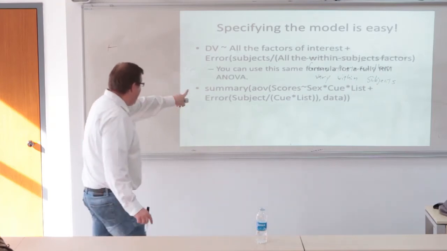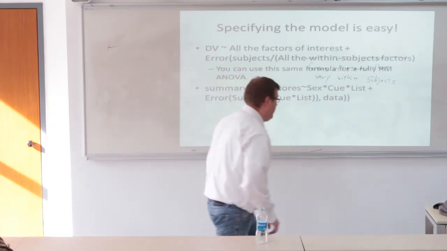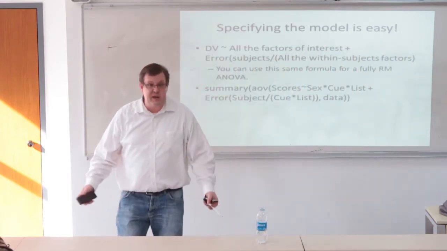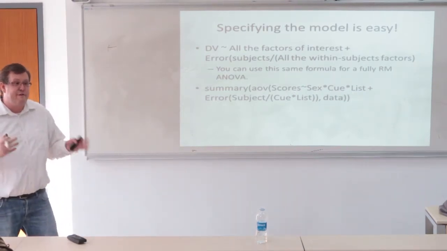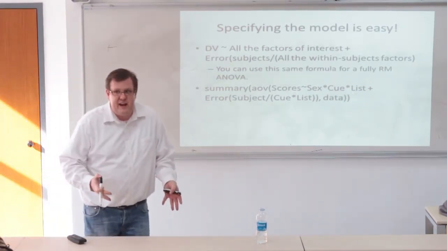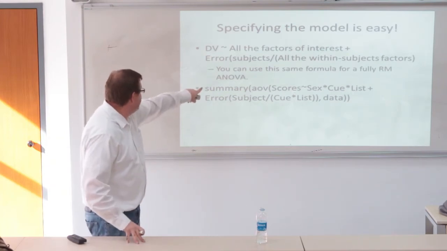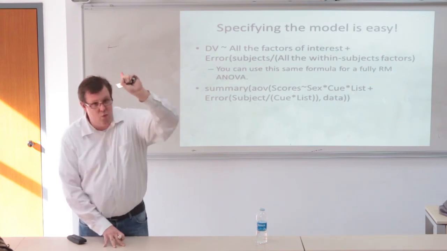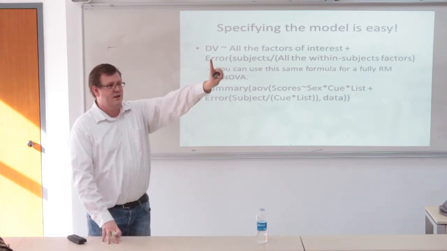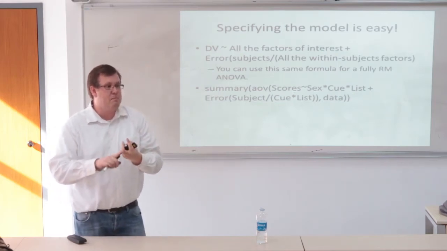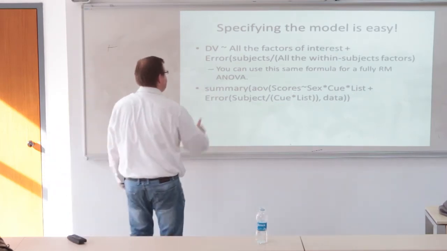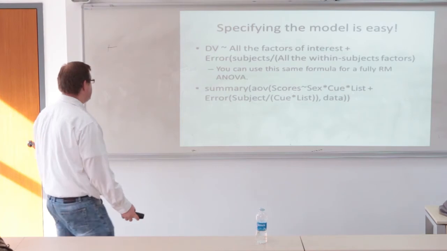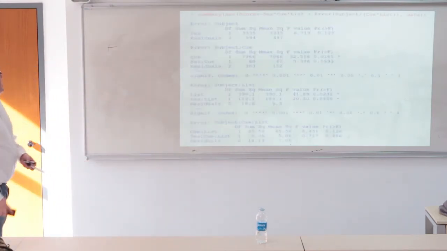So this actually is the same thing as the formula for a fully repeated measures ANOVA. Why? Because in a fully repeated measures ANOVA, all of the factors of interest are factors that are varying within subjects. So you only need to know one model for mixed or repeated measures ANOVA. This is it. If you know that, you can do both problems. All right, so that's exactly right. So you got it. Here it is.